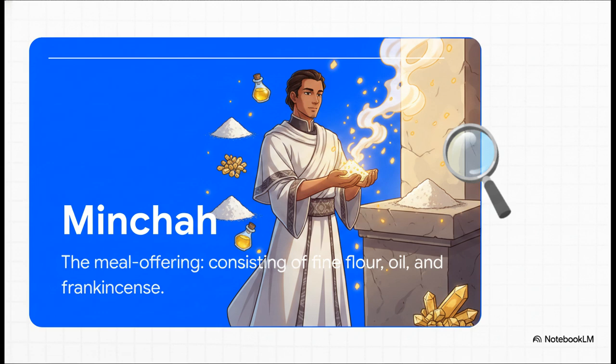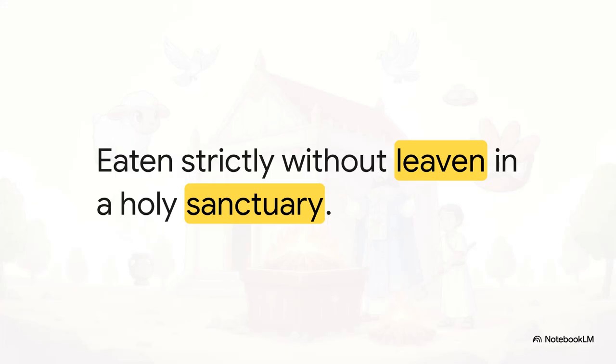The priest takes just a handful of this mixture. The text actually calls this specific handful the memorial part, and he makes it smoke upon the altar as a sweet savor. So what happens to the rest of the flour and oil? Good question. The remainder of the mincha becomes a most holy portion specifically reserved for Aaron and his sons. But, as you might guess, there are very strict rules for how they have to consume it.